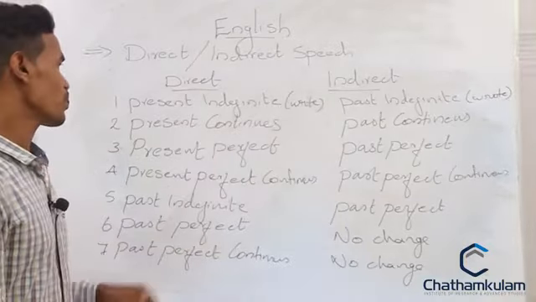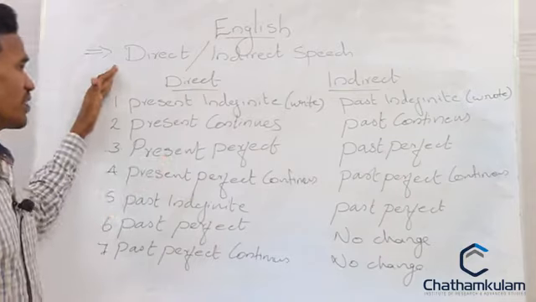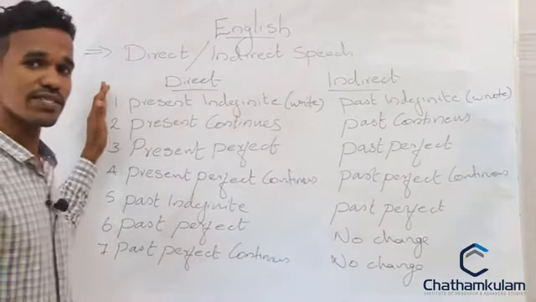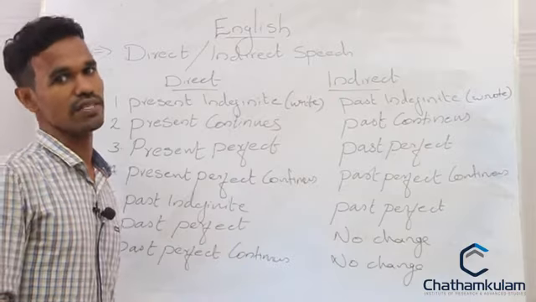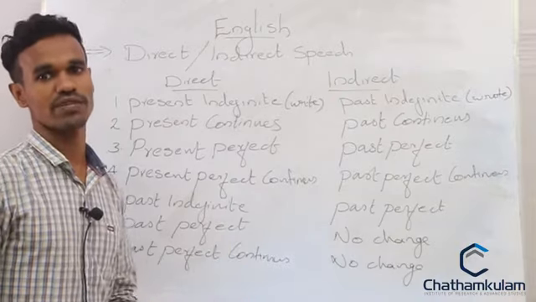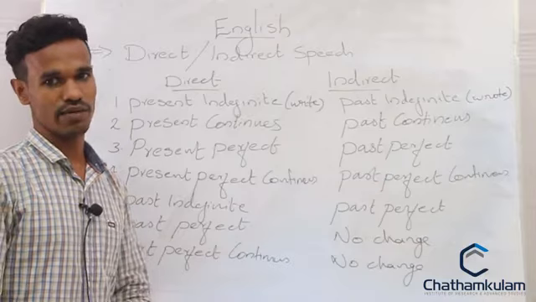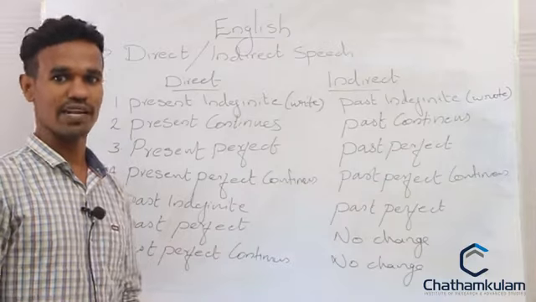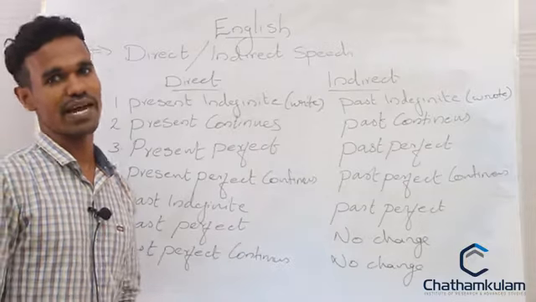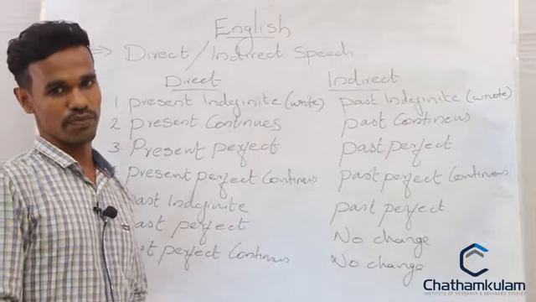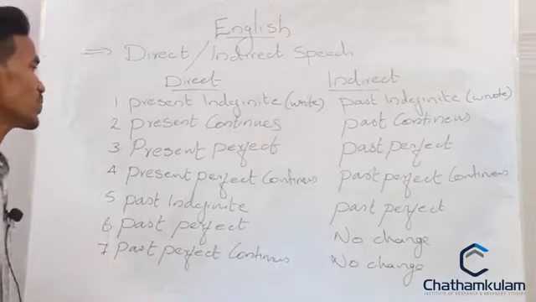In direct speech, we know it is talking about the present. One person is saying something in the present, and that is direct speech. For example, I ate today, or I eat today, or I will eat today or tomorrow. That kind of tense will be added with the grammatical part. That is what we are going to discuss today.